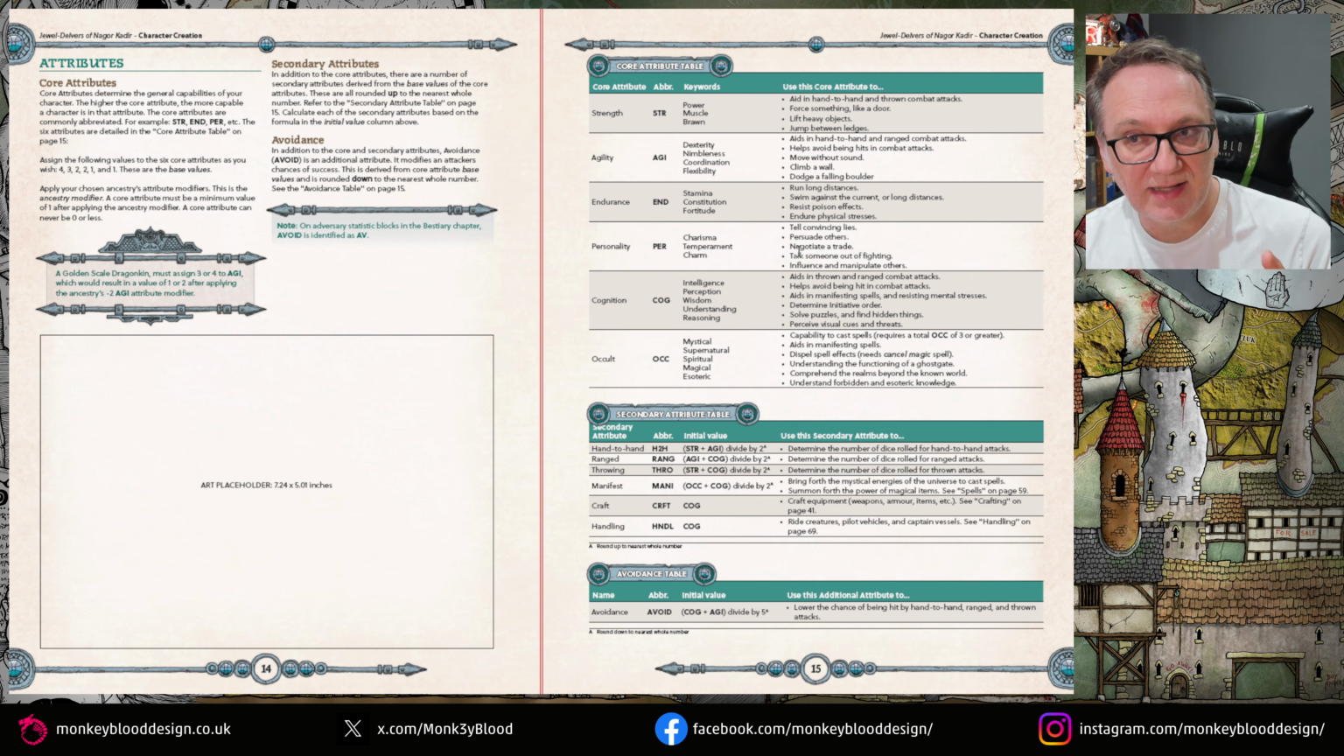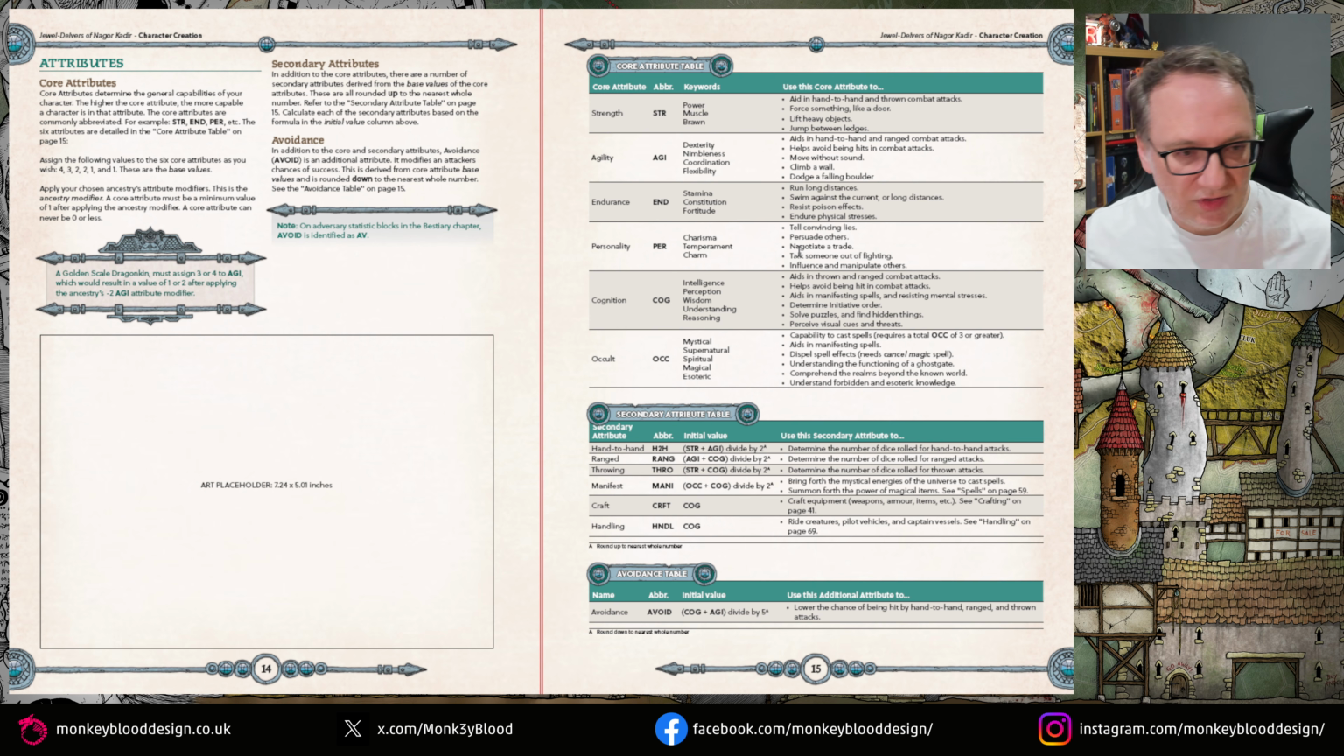The core mechanic for this game is D10s, and it's a pool system. 9s or 10s are successes. So if you have a strength score of 5, you would roll 5d10. Any 9s or 10s are 1 success.